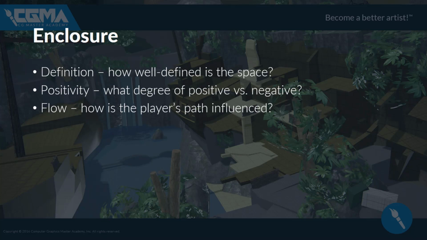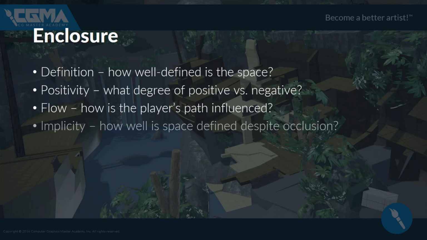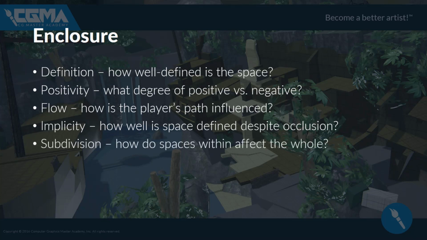And then, of course, as we were just talking about implicity, how well is space that you can't see defined? Despite occlusion, you understand space to exist based on the clues that are in place. And finally, thinking about how subdivisions work, and how spaces within a space affect the whole, not only creating their own identity, but also articulating the overall volume of the space.